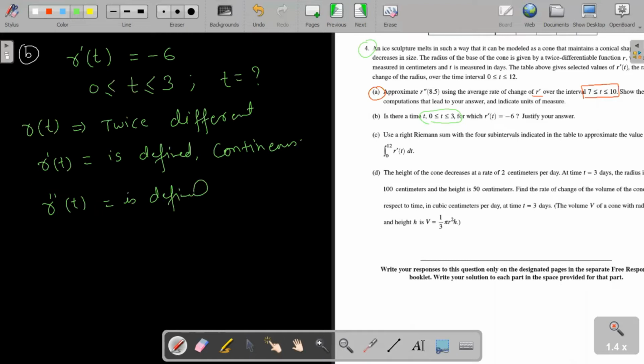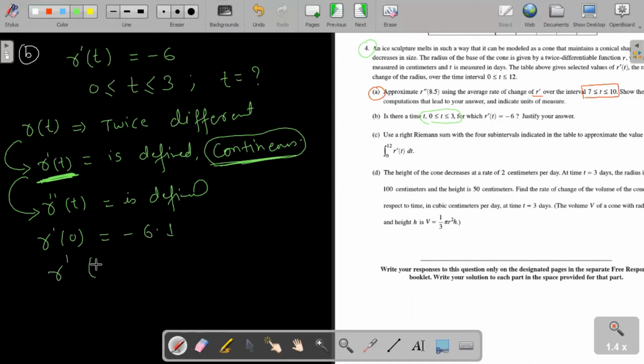Because it is twice differentiable, its differentiation should be this. For R dash T to be differentiable, it must be continuous. So R dash T is a continuous function. Let us see the values. R dash 0 is minus 6.1. R dash 3 is minus 5.0. This is written in our table, right?